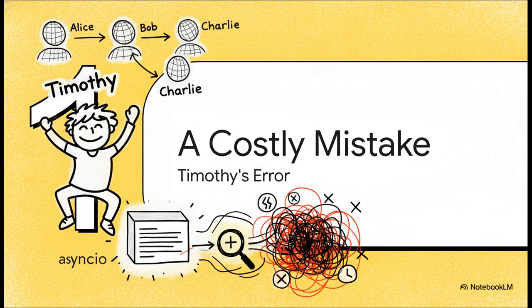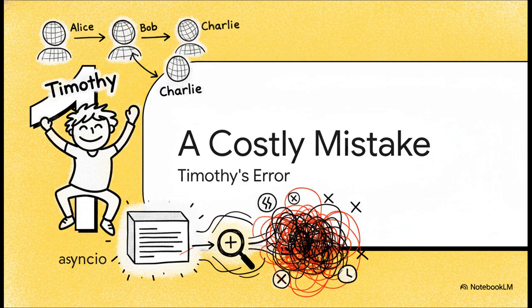Section 1. A small, costly mistake. So let's meet Timothy. He's a junior developer, and frankly, today he's feeling absolutely invincible. He just successfully wrote some code to juggle requests from 3 simulated users, Alice, Bob, and Charlie, using Python's Asyncio. Everything was flowing perfectly, and the system was incredibly responsive.